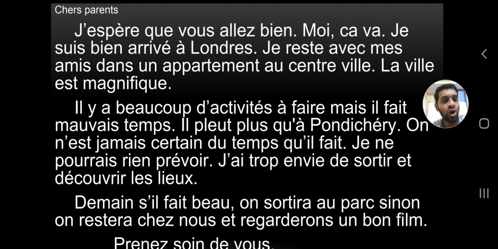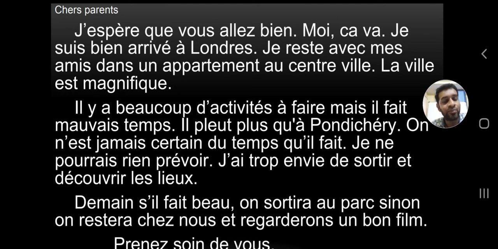J'ai trop envie de sortir et découvrir les lieux. J'ai trop envie de sortir. Okay, so I have a big wish of going out and to discover, to explore the places. Découvrir, to discover or explore. Les lieux, the places. Et découvrir les lieux, and to discover the places.